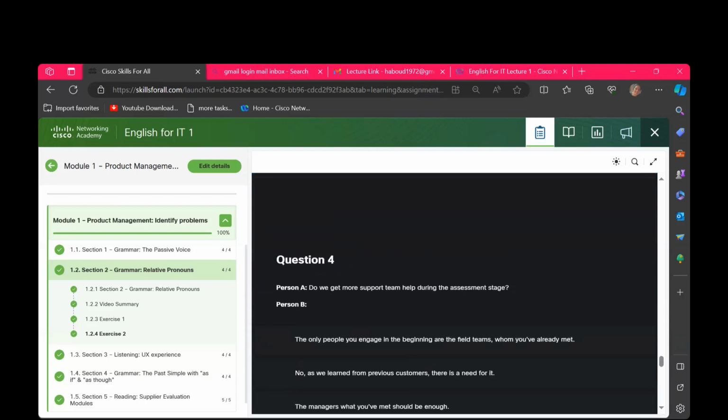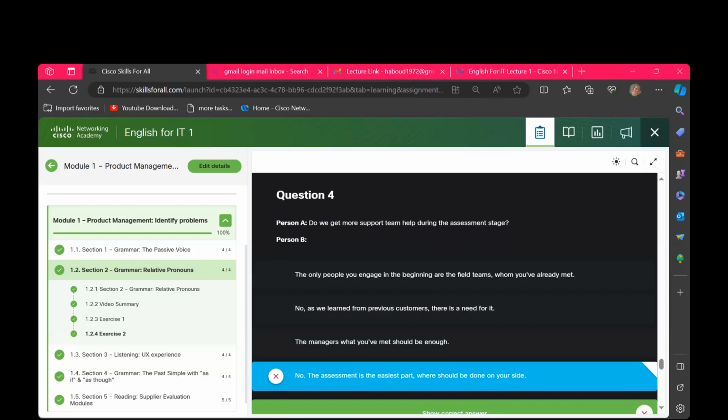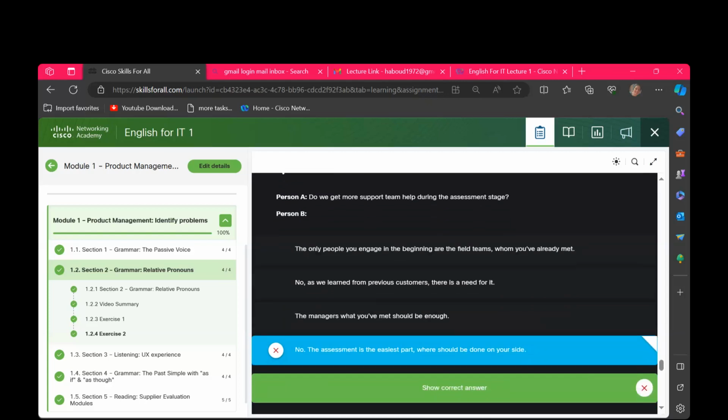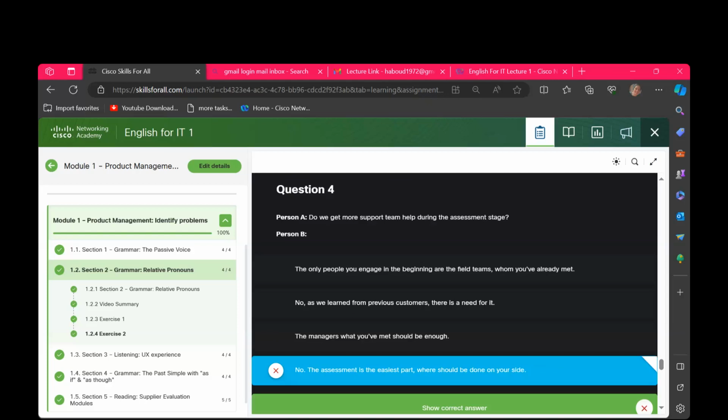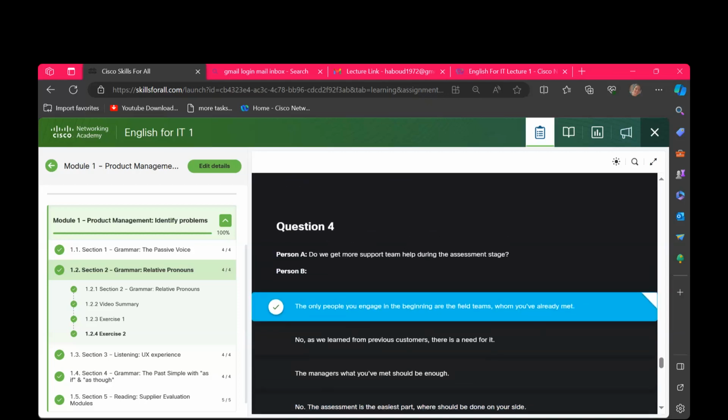Question 4. طبعا person A هيقول do we get more support؟ هل احنا ممكن ناخد more support team help during the assessment stage؟ هل احنا هنقدر ناخد أي support أثناء الاسسمنت ستيج؟ طيب الإجابة الصحيحة هتبقى no, the assessment is the easiest part where should be done on your side. طيب الإجابة دي مش صحيحة. تفتكروا أنهي إجابة هتبقى صحيحة؟ نفكر مع بعض شوية كده. إيه رأيكم؟ أيوة الإجابة الصحيحة هتبقى the only people you engage in the beginning are the field teams whom you have already met. هم دول اللي هيتعاملوا معاكم.